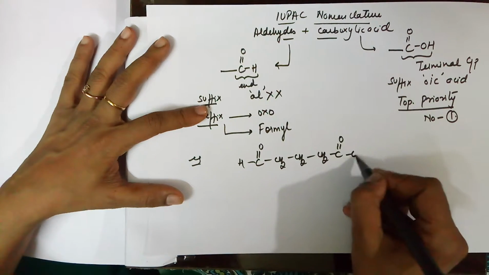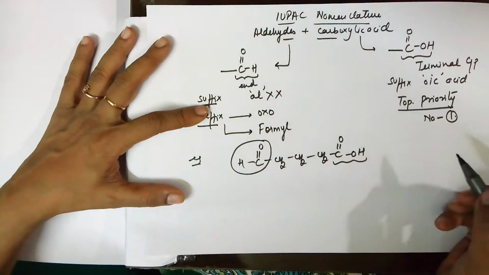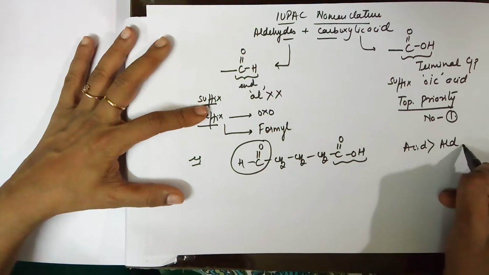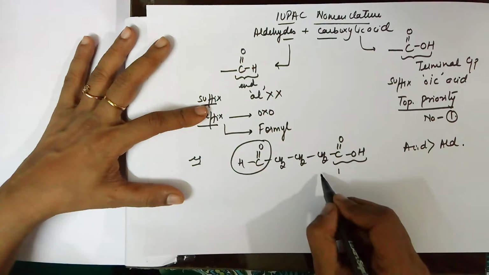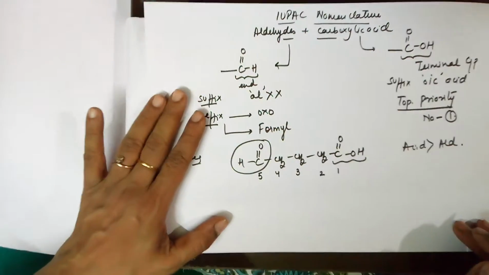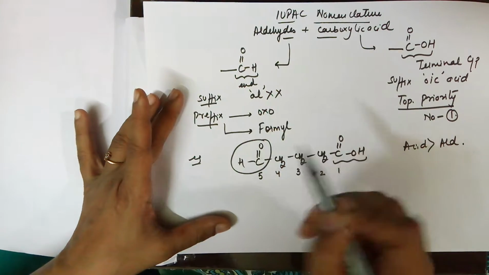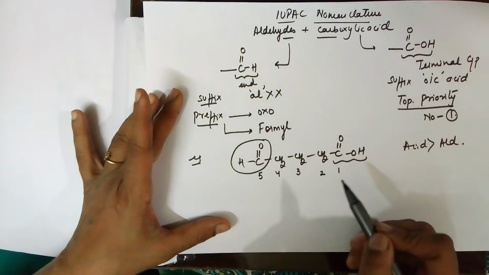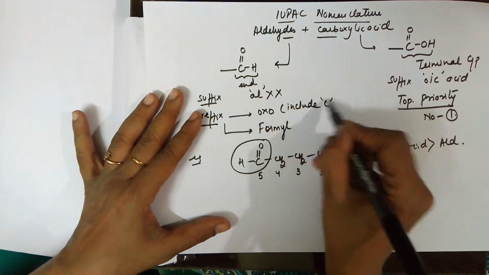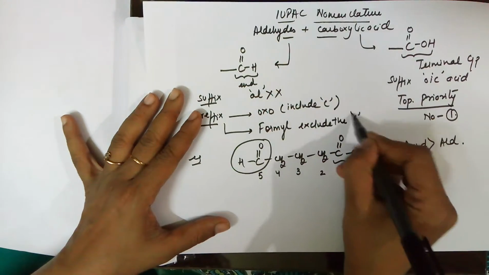For the given example, you can clearly see you have a carboxylic acid group and you have an aldehydic group. Priority wise, an acid has a higher priority than an aldehyde. Therefore, the numbering is from the right: 1, 2, 3, 4 and 5. Now, when you use oxo, you include the carbon in the parent chain. And when you use formyl, you exclude the carbon of the aldehyde group.